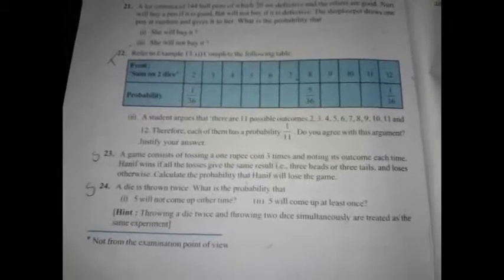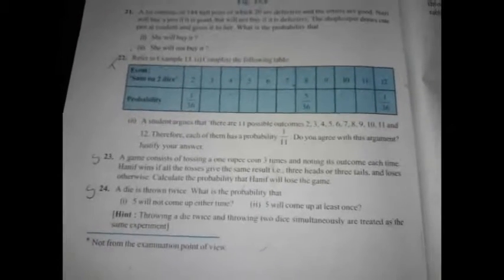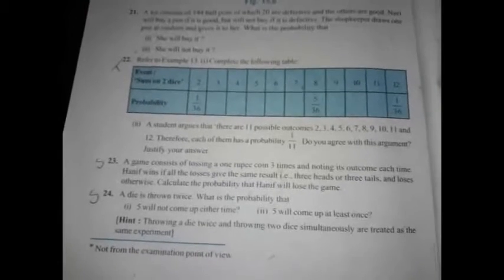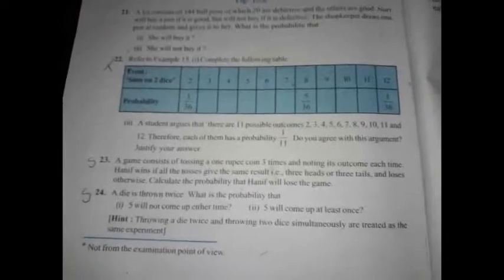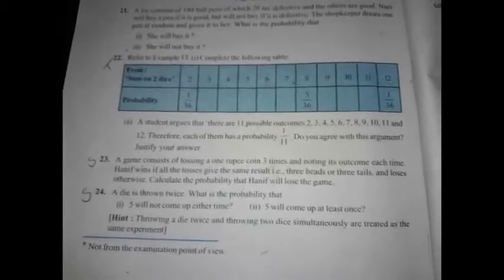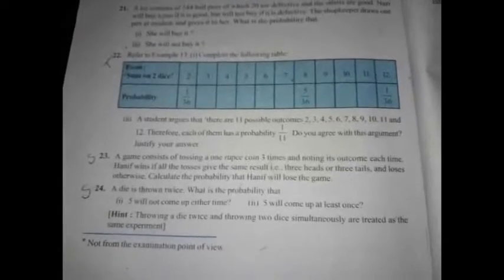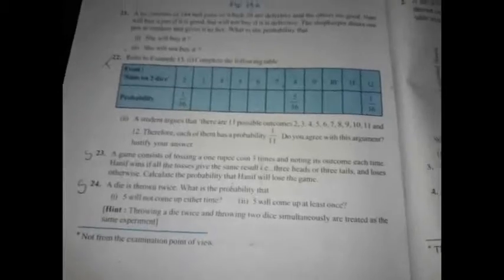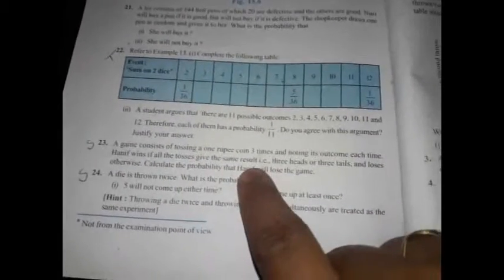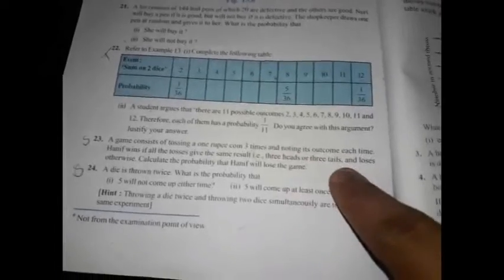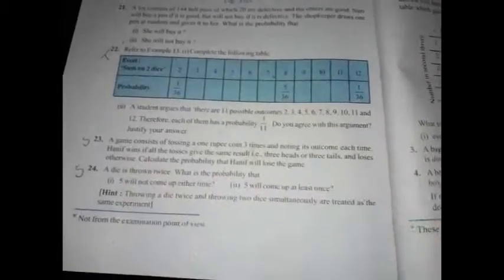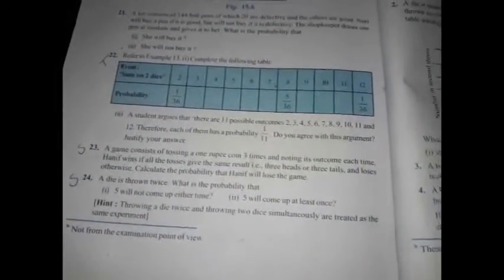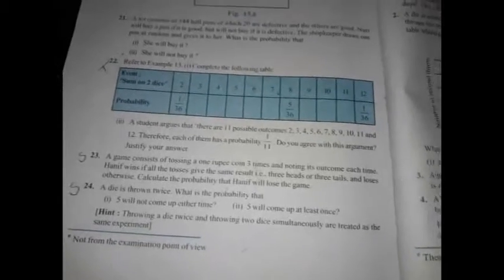Now, let us move on to our 23rd question. The 23rd question is like, a coin is tossed 3 times. A game consists of tossing a 1 rupee coin 3 times, noting its outcome each time. Hanif wins if all the tosses give the same result, that is 3 heads or 3 tails, and loses otherwise. Calculate the probability that Hanif will lose the game.